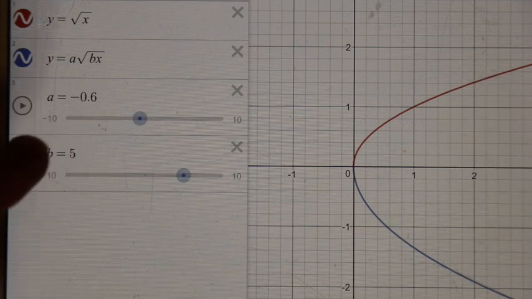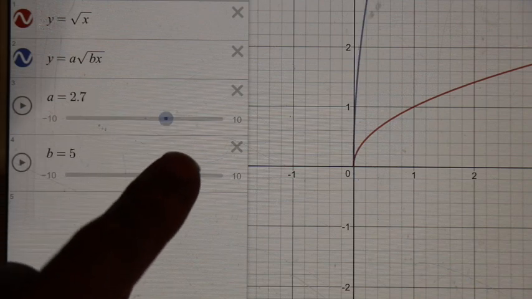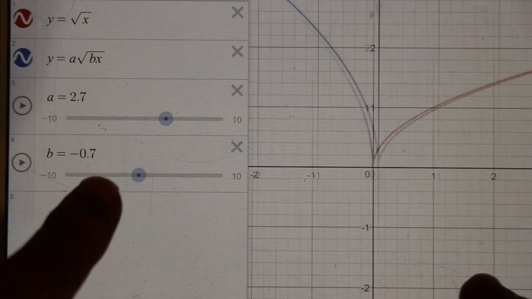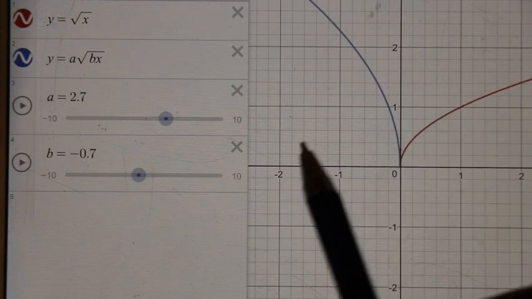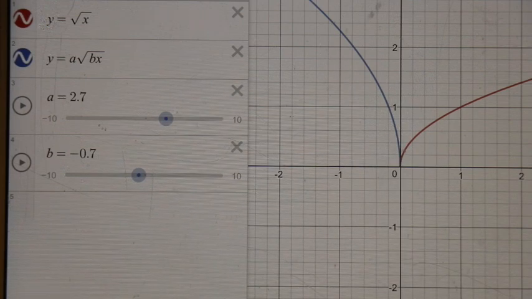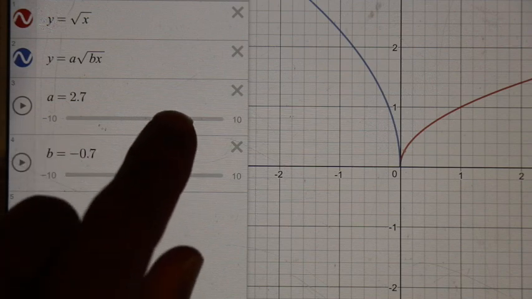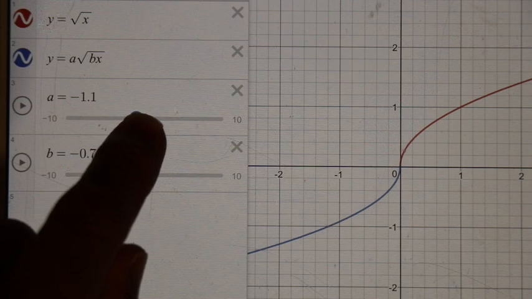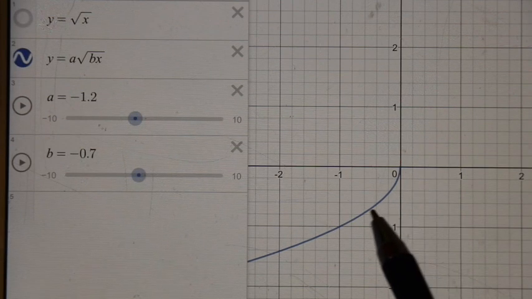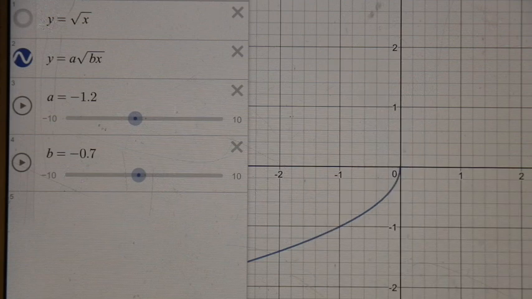And then we can see for A being positive, let's move A positive, but B is negative, so we'll move it over to negative. And here you can see that now it's the domain that has changed and the range is still the same. And if both are negative, so B is already negative, we'll make A negative as well. And you can see now this was the original graph, we'll take that out. And the domain has changed to this side, the range has also changed to this side.